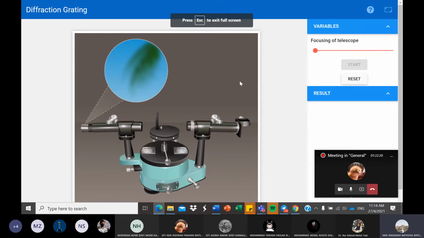This is the simulator for the diffraction grating experiment. First thing first, what we need to do for this experiment is focus the telescope so that the object becomes clearer. Like this. And then when the object is clear, we can start the experiment.